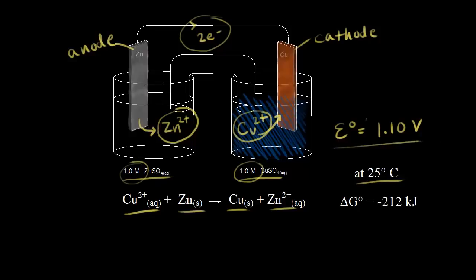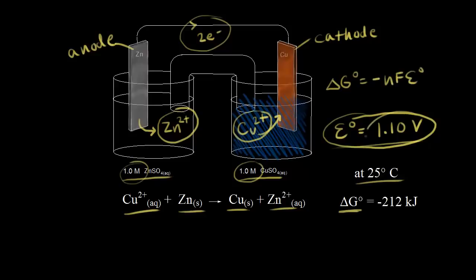In one of the videos in electrochemistry, we took our standard cell potential and from it we calculated delta G0. So we used this equation. We said delta G0 is equal to negative nFE0. So we plugged in our standard cell potential and we got delta G0. So delta G0 is the change in free energy under standard conditions, and we got negative 212 kilojoules.